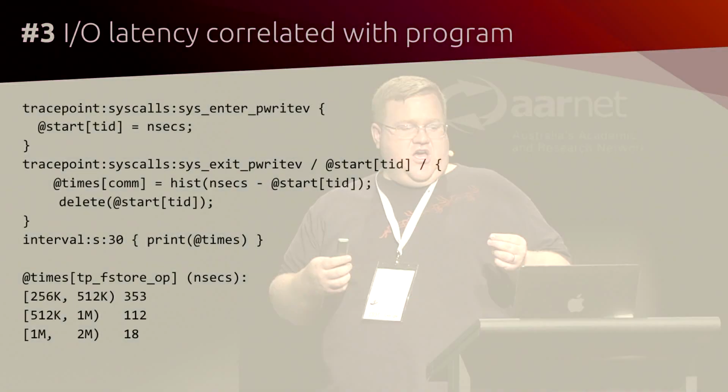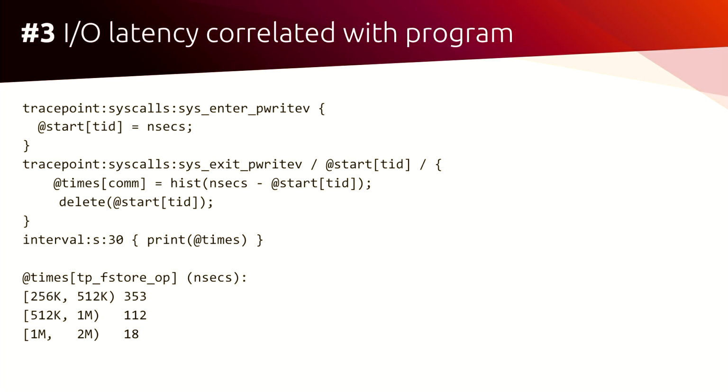And we didn't realize that was happening at the time, but what I did with this program was I'd already narrowed down that the pwritev system call was taking a long time, and I didn't know why. So I then went and broke down with this program the latency of each pwritev call and by which process did it. And from that I determined that the tp_fstore_op process, which is an internal Ceph thread, had these bad latencies, and that was the process that I was interested in.